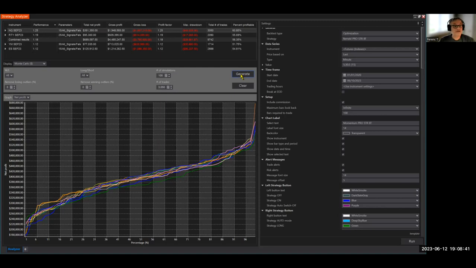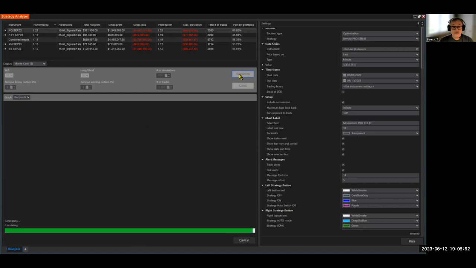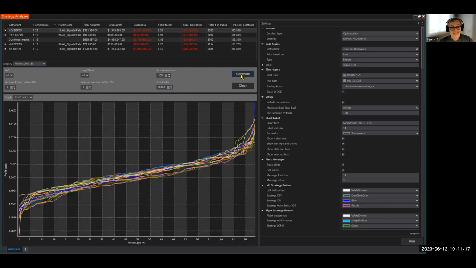If you see these lines all over the place, well, that's not good news. What we want to see is pretty much the same curve. And look, they're not bad. They're pretty much the same thing. That is robustness. That is what we want.